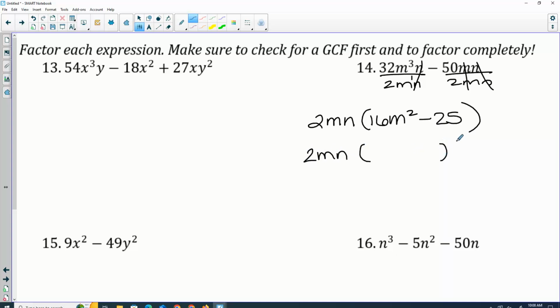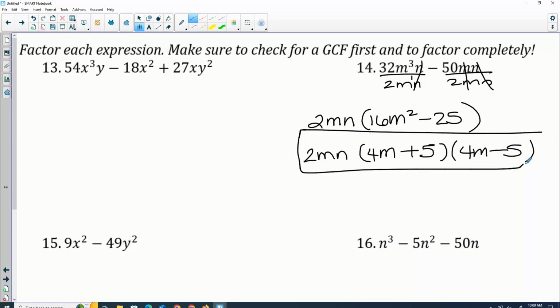So, it's just like our other factoring, 16m squared. We need to split it up. The square root of 16 is 4. M squared, they each get an m. But in order for those middle terms to cancel, we need a plus and a minus, and then square root of 25 is 5. Did you guys get that one? Fixing it if you made a mistake.